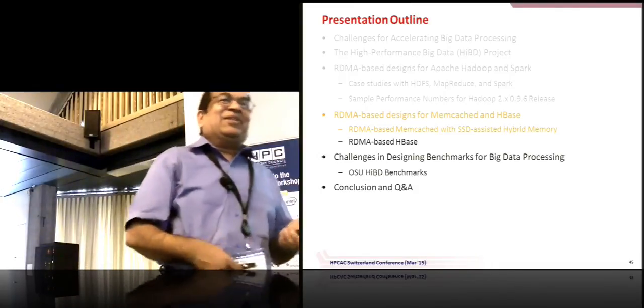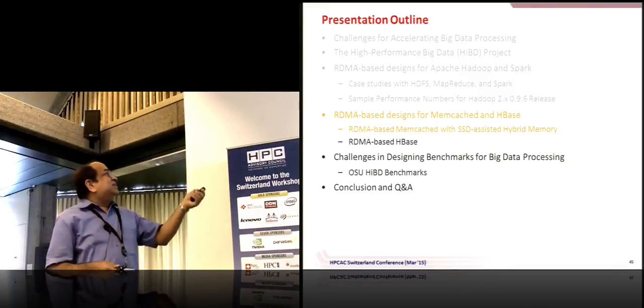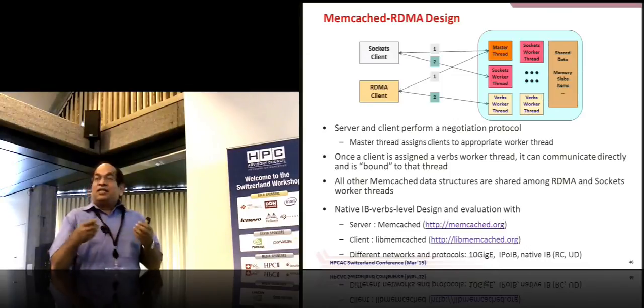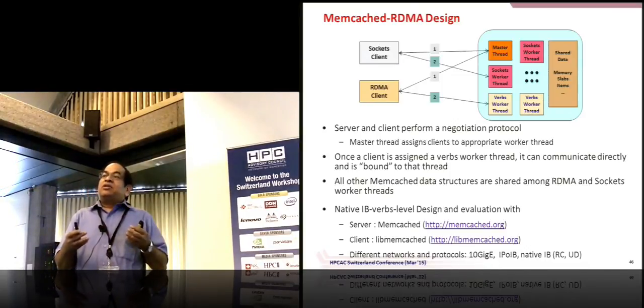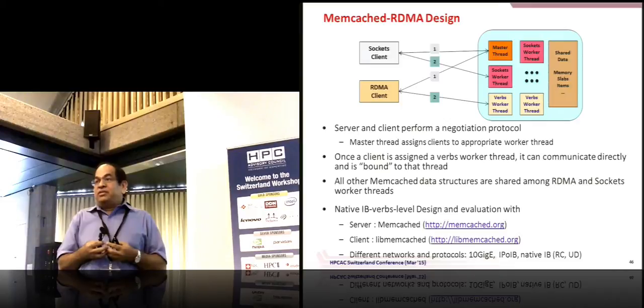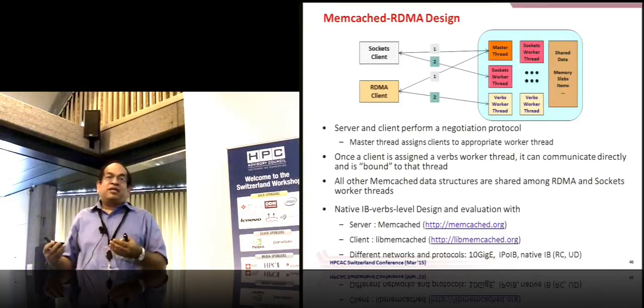Okay, sure. So let me then move into the Memcached and HBase. Here again, I indicated the Memcached I had introduced earlier. So now the choice in the Memcached is that there is a Memcached server and the client. So now the question is, is the client enabled with RDMA? If the client is not enabled with RDMA, then you cannot really take advantage of it.